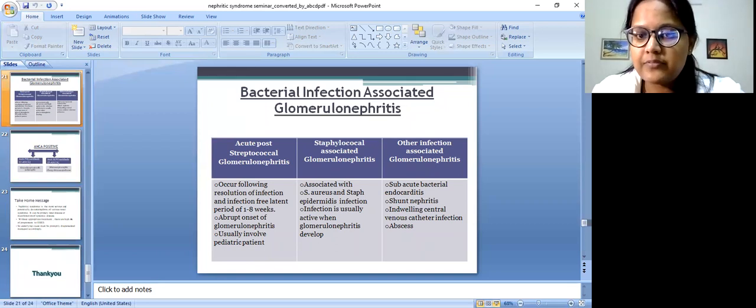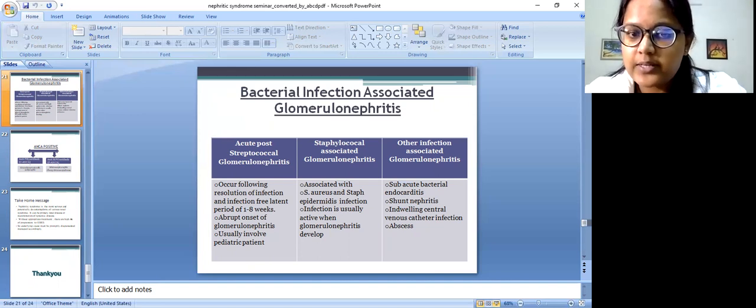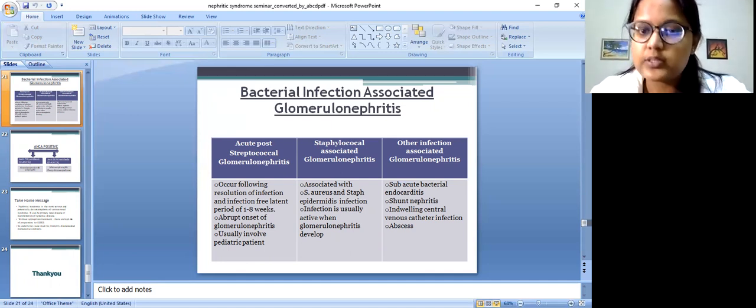So this is the bacterial infection associated glomerulonephritis. I put this slide to highlight two major differences. Post-bacterial infection, we can have a glomerulonephritis after streptococcal infection, or we can have it after staphylococcal infection. The basic difference between the two is that in the streptococcal infection, glomerulonephritis occurs after the recovery of sore throat, 1 to 8 weeks after the recovery. But in staphylococcal infection, glomerulonephritis occurs during the active infection. When the staphylococcal infection is active in the skin or in the throat, at the same time it results in glomerulonephritis.